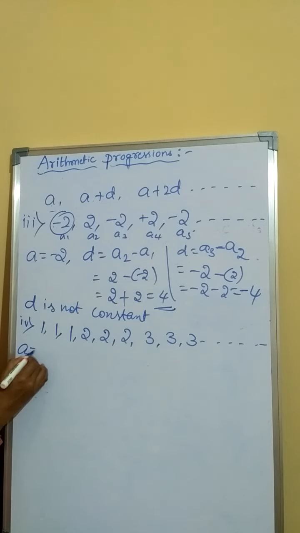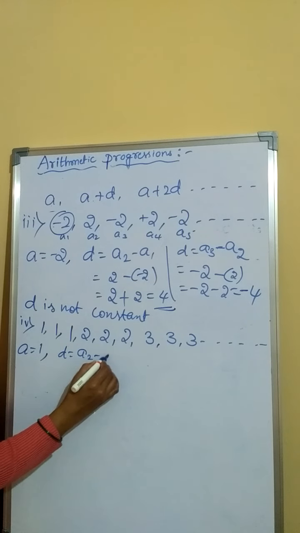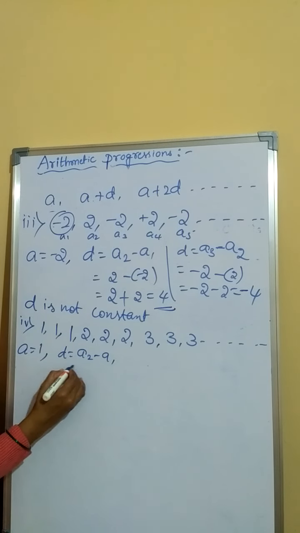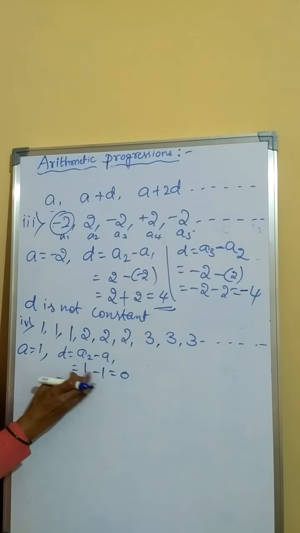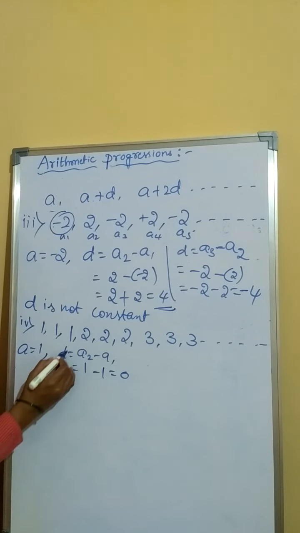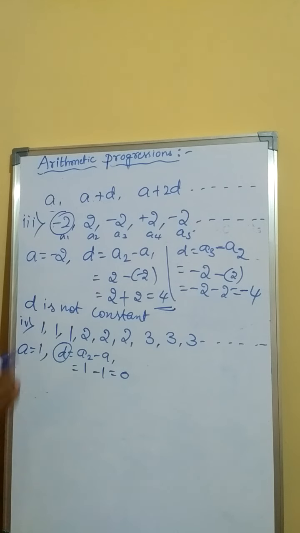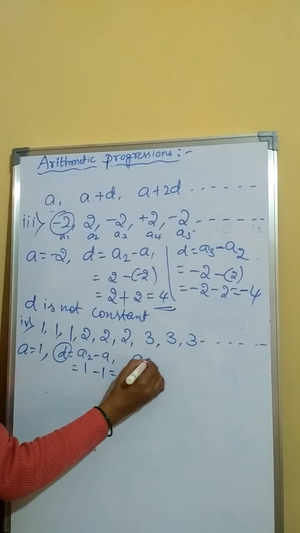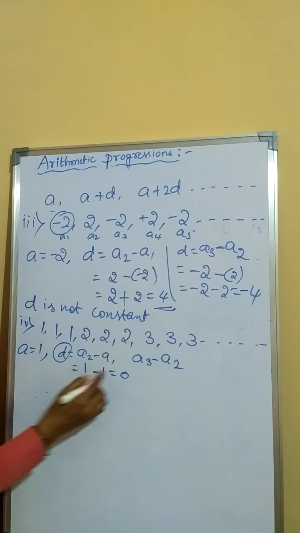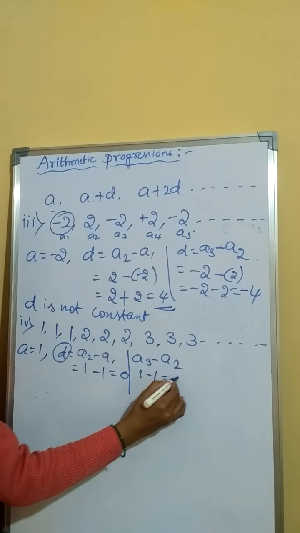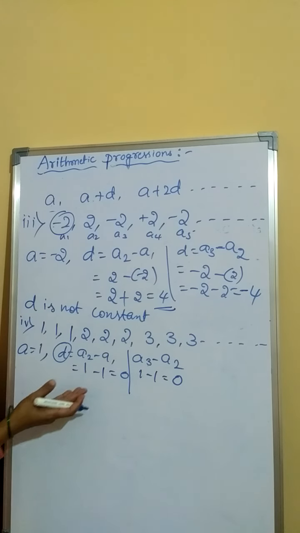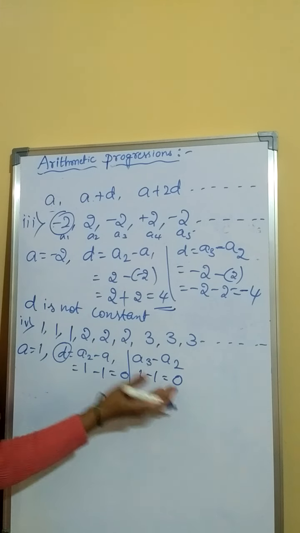So let us check. A is equal to 1 as usual. D, that is A2 minus A1. A2 is the second term, that is 1, minus first term. 0 I got. 1 minus 1 is 0. So D I got as 0. So still we are not satisfied. Let us check one more time. D is A3 minus A2. So what is A3? Here also 1 and A2 is also 1. 1 minus 1, 0. So few students think yes, D is constant, here also 0, here also 0.